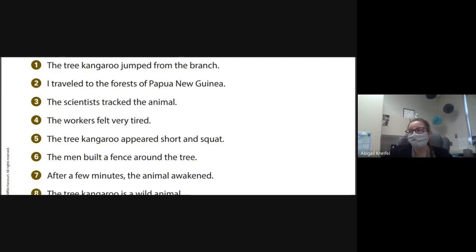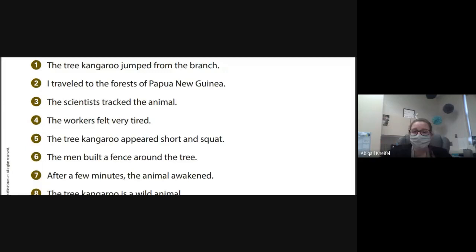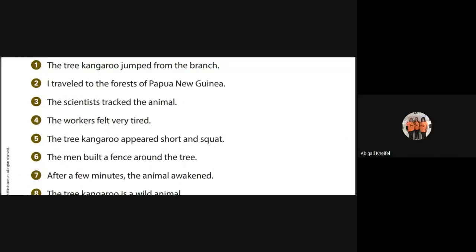Papua New Guinea is a place, so it's not going to be a verb. I is a pronoun. So we have traveled to the forests of. Which one of those is a verb? Which one of those can you do? Yes, traveled is an action verb.